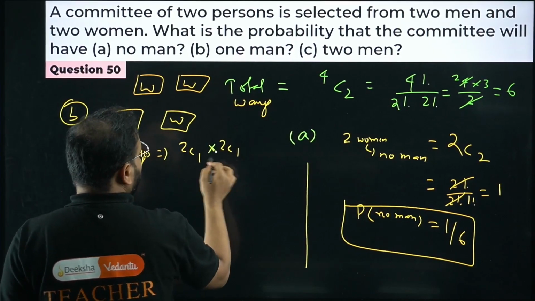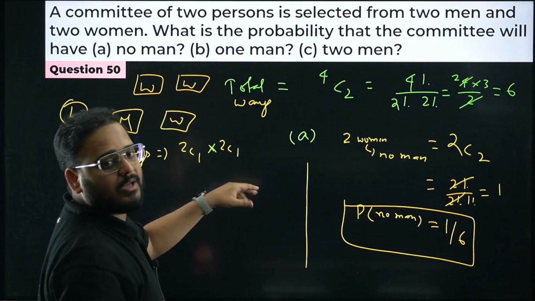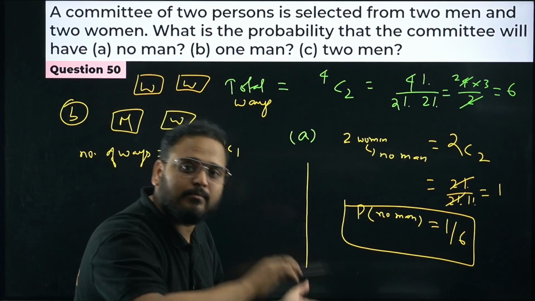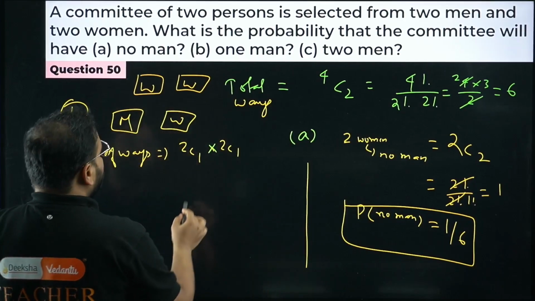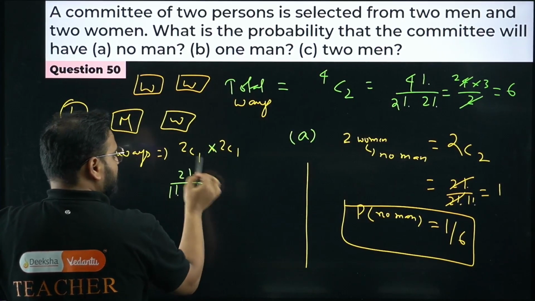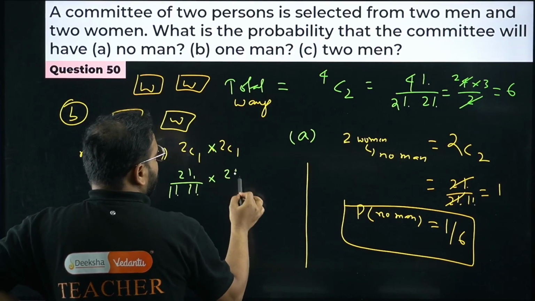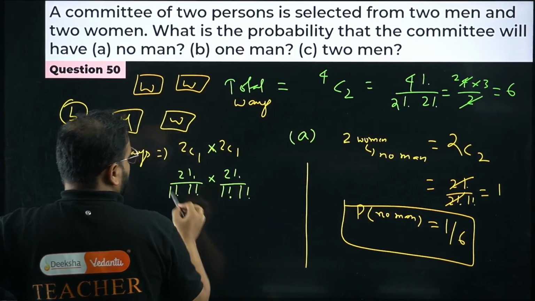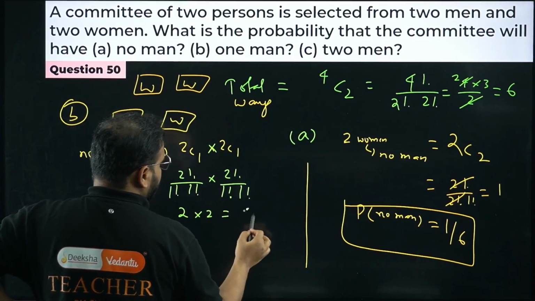This is multiplication, okay? 1 man, 1 woman. Intersection is there, so it's not 1 man or 1 woman, it is 1 man and 1 woman. So 2 factorial by 1 factorial into 1 factorial, because 2 minus 1 is 1 only, into 2 factorial by 1 factorial into 1 factorial. What is 2 into 2? How much is that? 4.